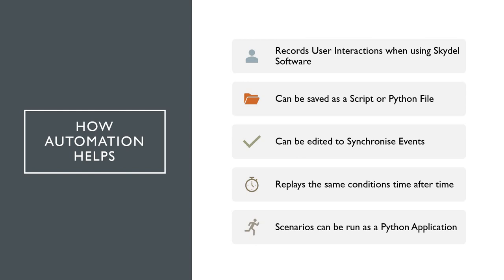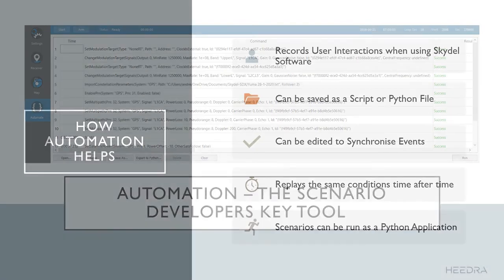You can save it to a file, and it's a text file, so you can go in and edit it if you want. Or you can save it to a Python script. You can edit it so things happen at the same time or at different times, or you can add more in, take things out. All those kinds of things. It replays that condition again and again and again, and the scenarios can be run standalone as a Python application.